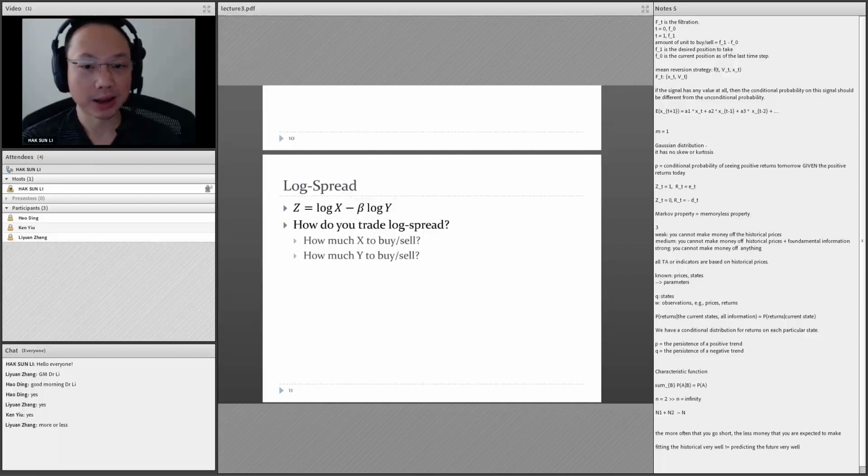Now the question becomes, for this log spread, it's not clear how many units of X we buy or sell, or how many units of Y we buy or sell. Does anyone have any ideas, for the log spread, how do we determine the quantities of X and Y? Let's say we want to buy 1 unit of Z. What does that mean? Anybody know how to approach this problem mathematically? How do we even start? Hector, do you have an idea? Let's say we want to buy 1 unit of Z. What does that mean?